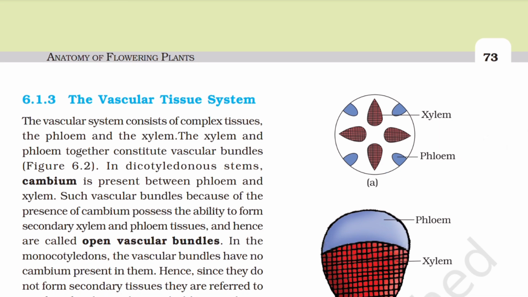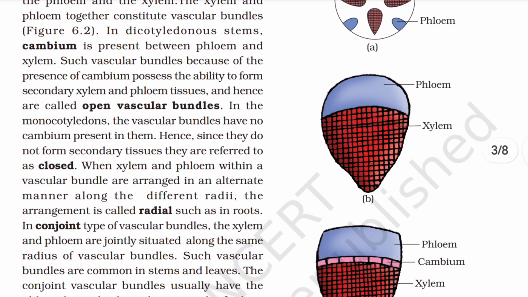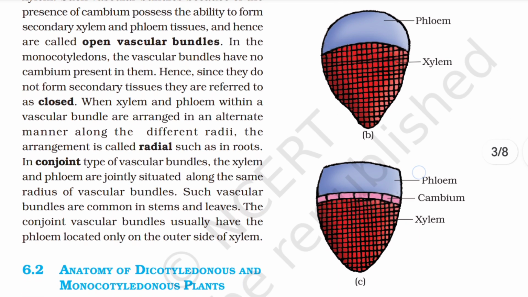6.1.3 The vascular tissue system. The vascular system consists of complex tissues, the phloem and the xylem. The xylem and phloem together constitute vascular bundles. In a dicotyledonous stem, cambium is present between phloem and xylem. Such vascular bundles, because of the presence of cambium, possess the ability to form secondary xylem and phloem tissues and hence are called open vascular bundles. In the monocotyledons, the vascular bundles have no cambium present in them. Hence, since they do not form secondary tissues, they are referred to as closed.